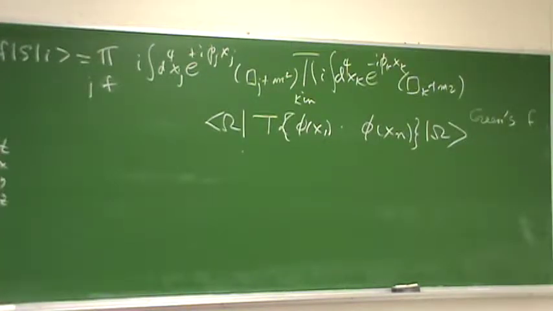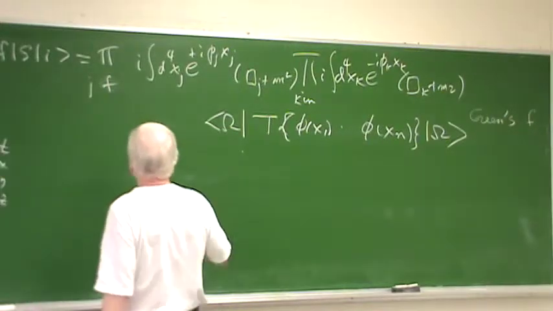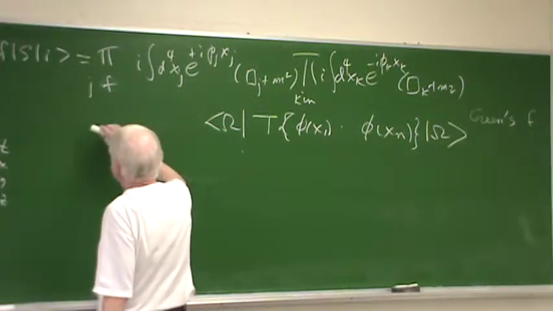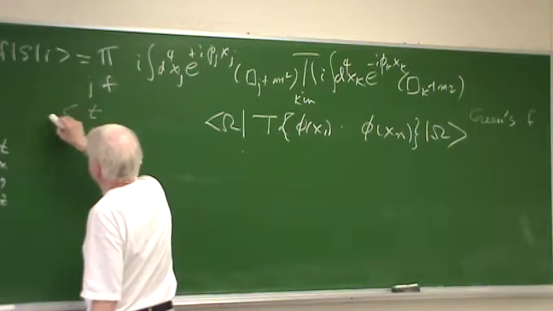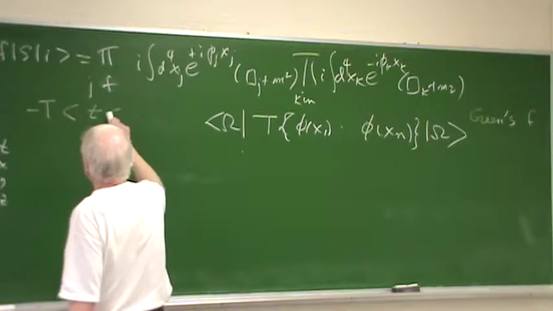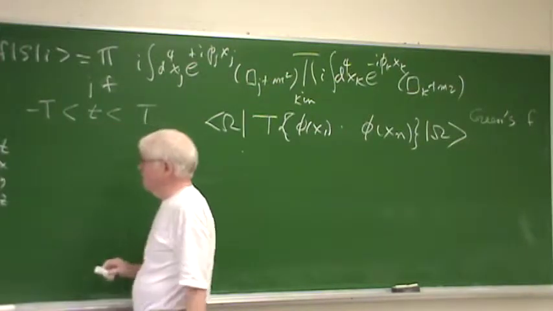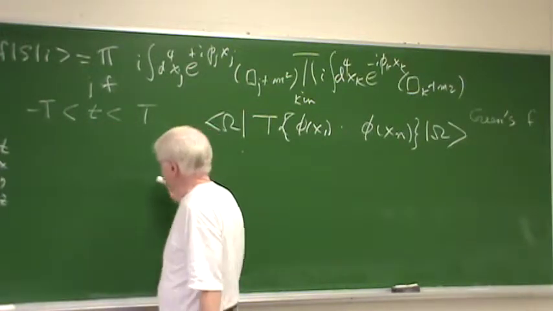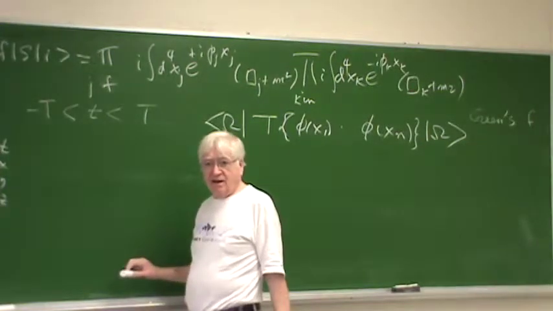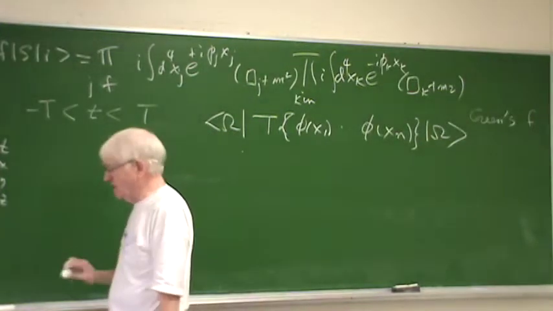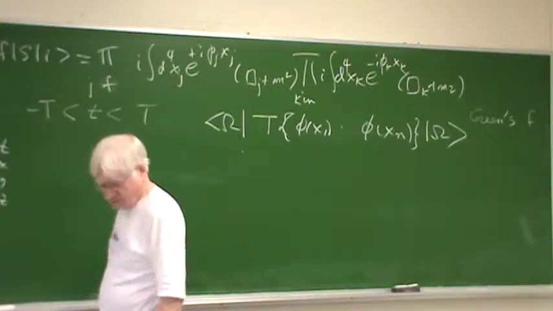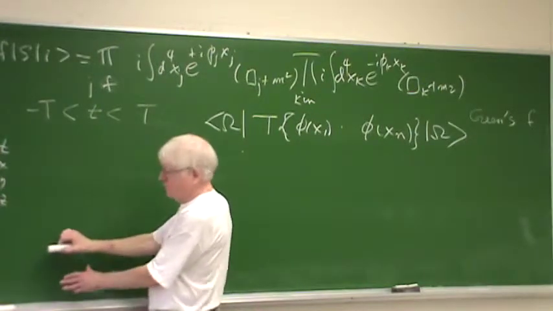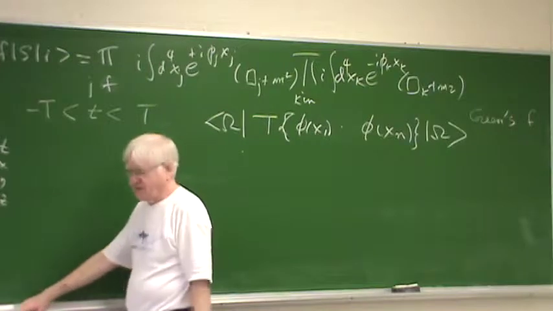Okay, now, what are we thinking of in this scattering? What we're thinking of is that interactions occur only for t greater than minus big T and less than big T. So in early times, the particles, in fact, let me do it Weinberg's way.